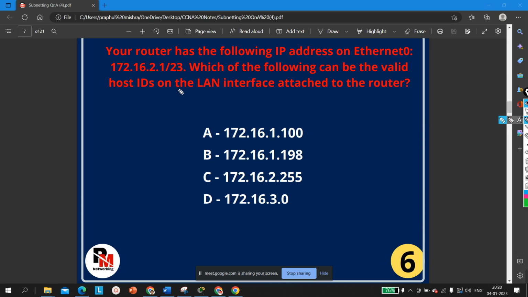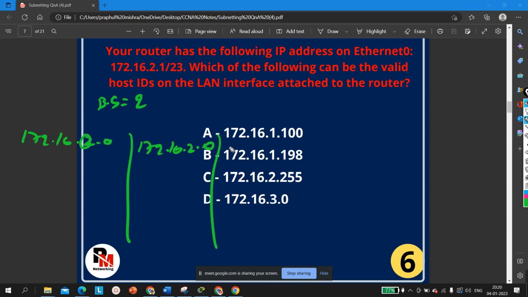Why is this not a broadcast address? Block size is 2, so the first network is 172.16.2.0 and the second network is not 2.0, right? There will be only two networks. See, this IP is from class B, so by default the CIDR value is /16. That means we borrow how many bits? 7 bits. So there are 2 to the power 7 networks.